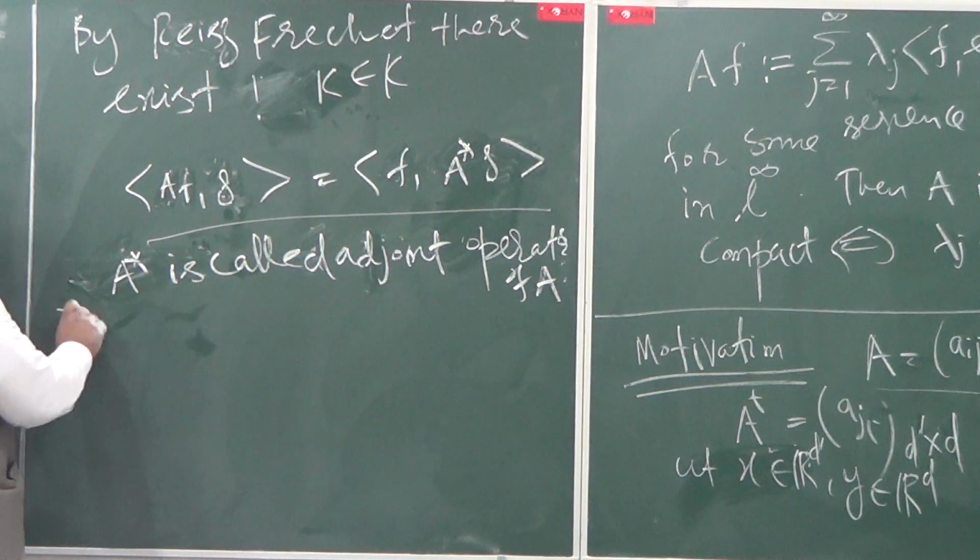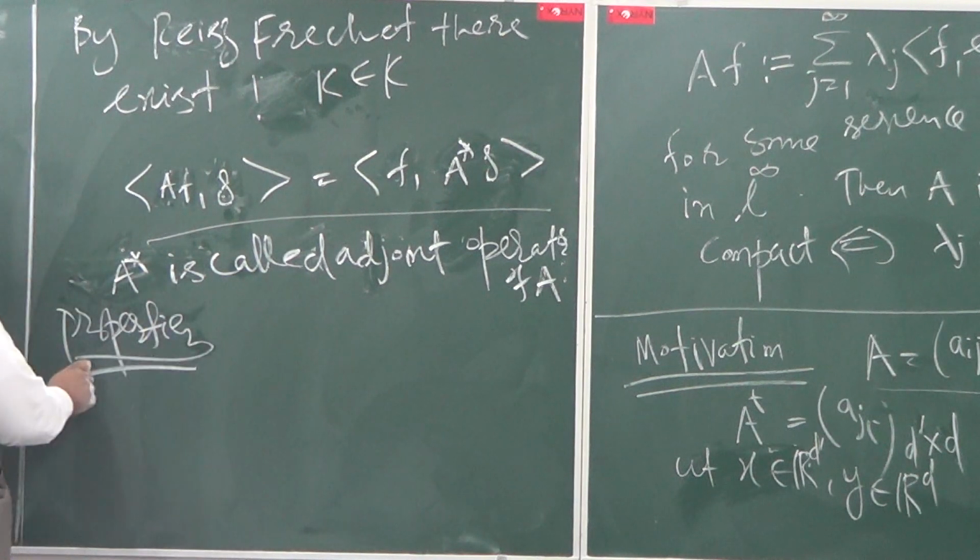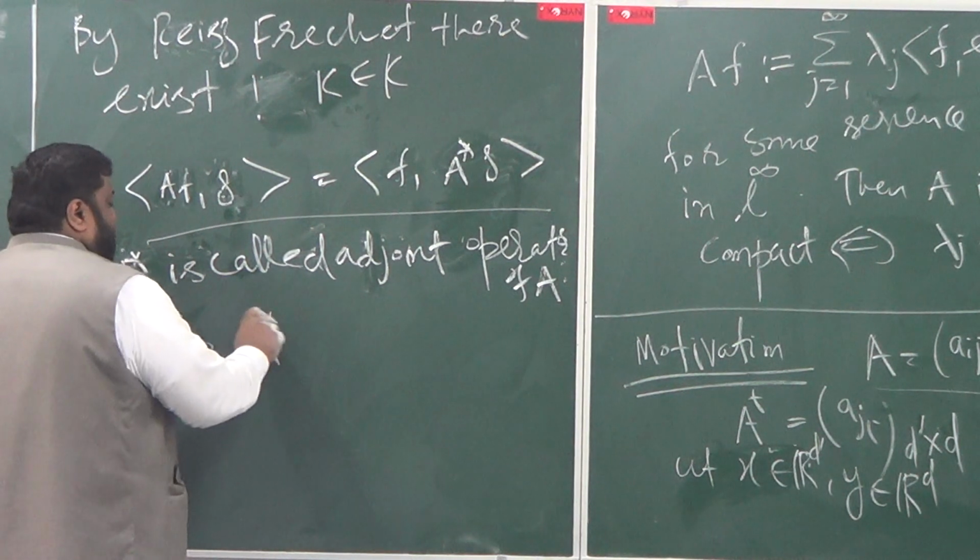So what are some of the key properties of A star? Okay. First of all, A star is linear.